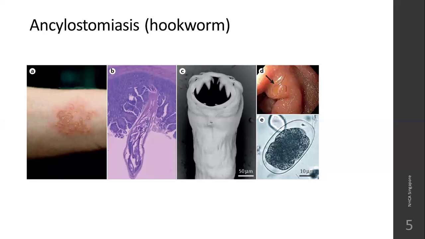Peptic ulcer can take place here. Hypoalbuminemia, too little protein in your blood, because blood is being sucked out by these worms. They can survive up to a decade in your gut, and it can cause chronic ulcer-type pain.